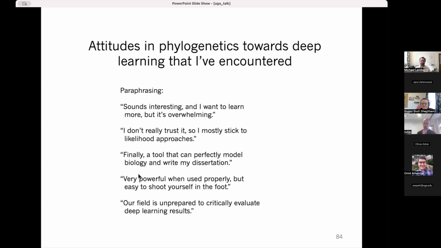And I've gotten that in reviewer comments, where it's wonderful that there's this powerful tool, but if it's not used perfectly well, then it has an immense capacity to be misleading. And it's not always easy to tell how you're being misled with it. And related to that, the field as a whole, in my opinion, is still unprepared to really understand and assess the quality of these inferences.